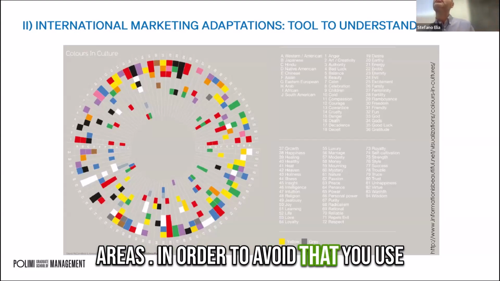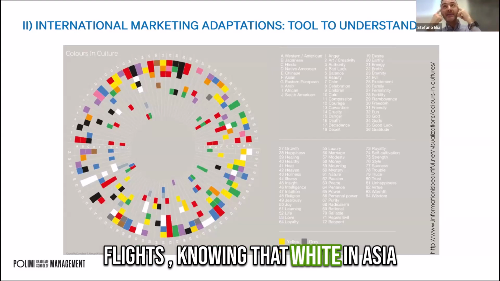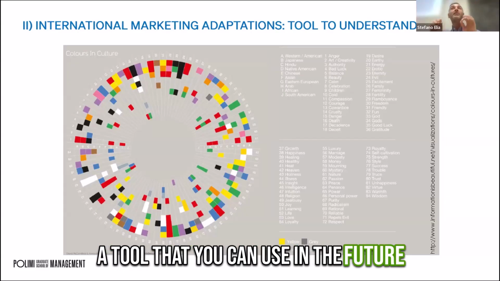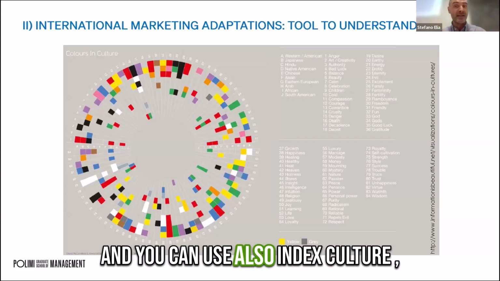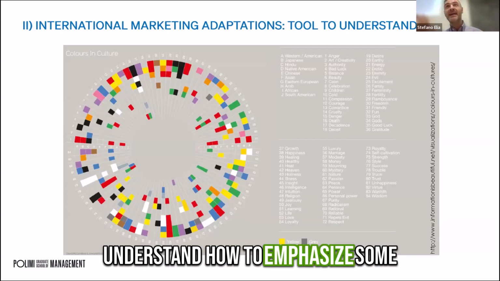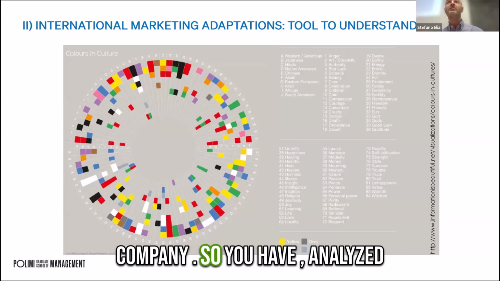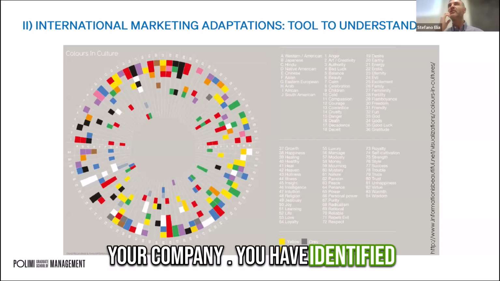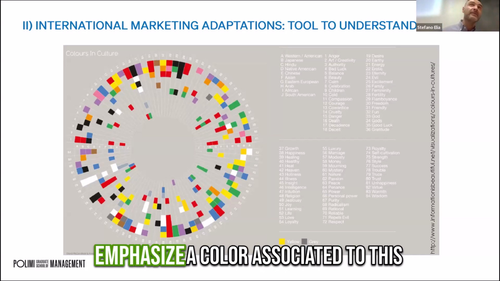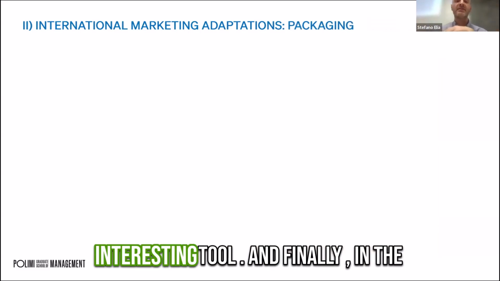in order to avoid that you use white flowers to promote flights, knowing that white in Asia is associated with death. Okay, this is a tool that you can use in the future in order to emphasize some colors, and you can also use the index culture, of course, as a challenge, in order to understand how to emphasize some colors that reflect maybe a value that you are proposing with your company. So you have analyzed your company, you have identified that you are offering a specific type of value, and then you emphasize a color associated to this value. You find the value, the emotions here. Okay, so this is another interesting tool.